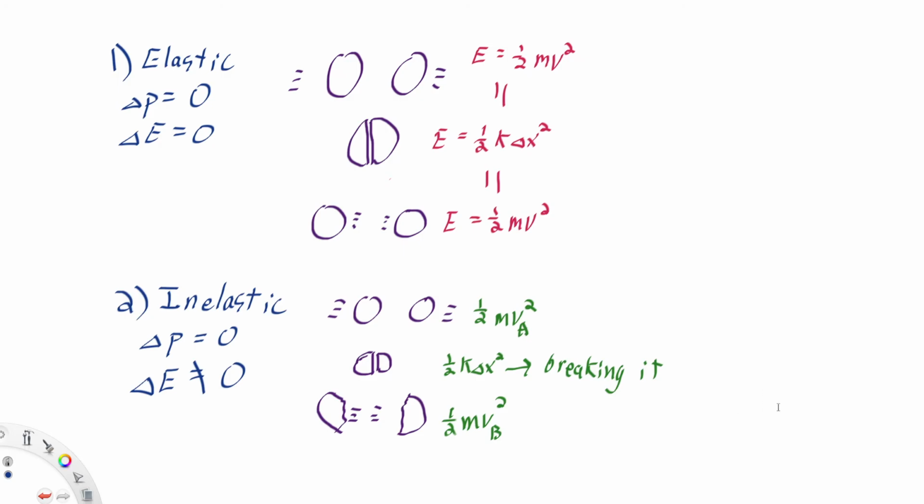If it's clay, wouldn't it just stick together? Yeah. So it could just stick together. That's definitely a possibility. And in fact, I don't remember if this text says it, but some texts will make a distinction for a perfectly inelastic collision, in which case the two objects stick together afterwards and they move with the same velocity.